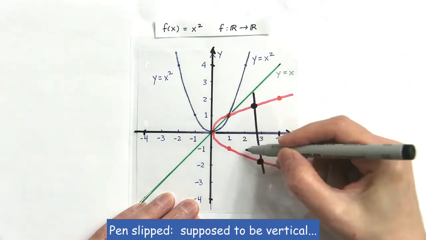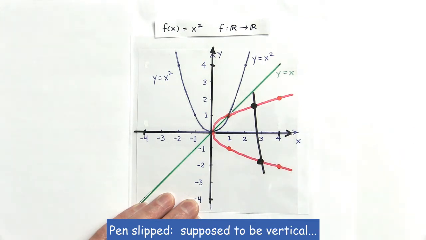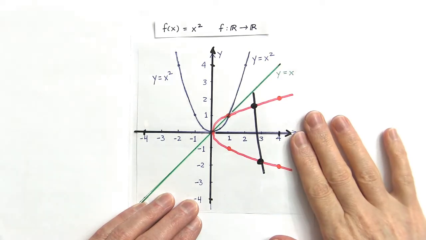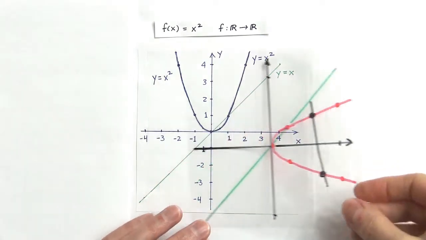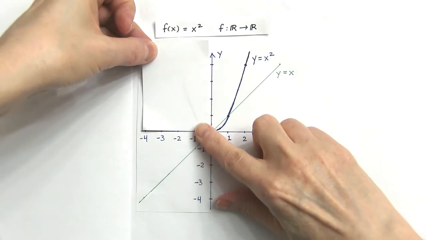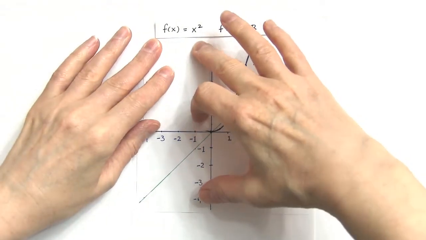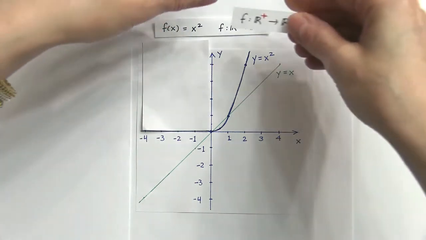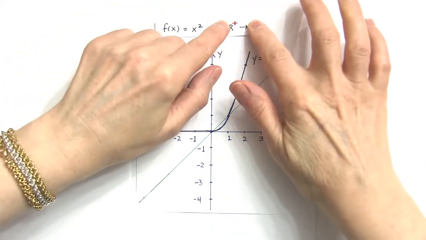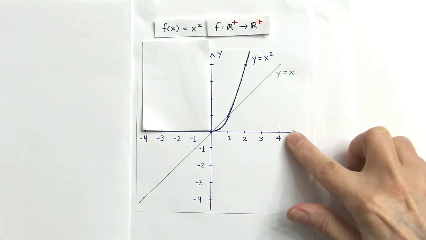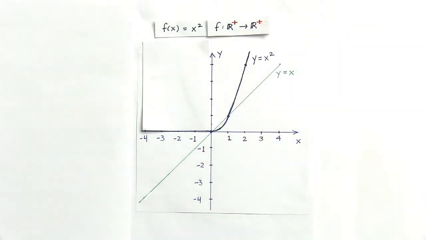So this reflection is not a function. If we restrict the domain of f, then we can make it invertible. For example, let's consider only the right-hand side of this graph, like this. So this is the x squared function, but this time f maps the non-negative real numbers to the non-negative real numbers.